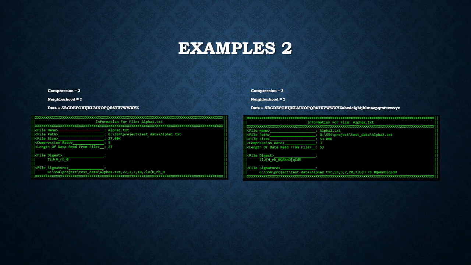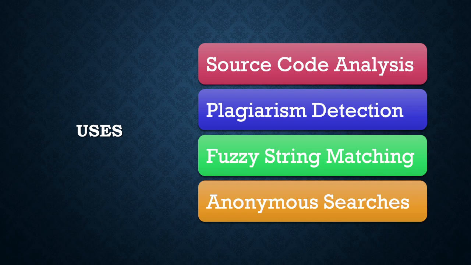All right. So now let's go into what we can use this for. We can use this specifically for source code analysis, plagiarism detection, fuzzy string matching. Basically, searching a document to see if the characters in this one are similar to the characters in that one. Okay, I get it, but there are other tools that do very similar stuff to this. The one that really sparked my curiosity was the anonymous searching.